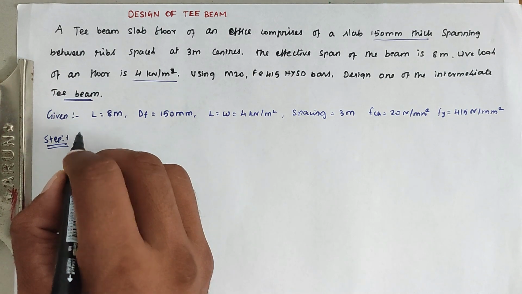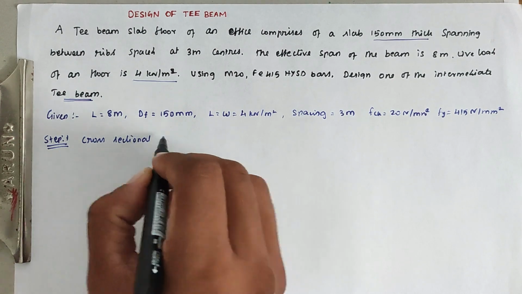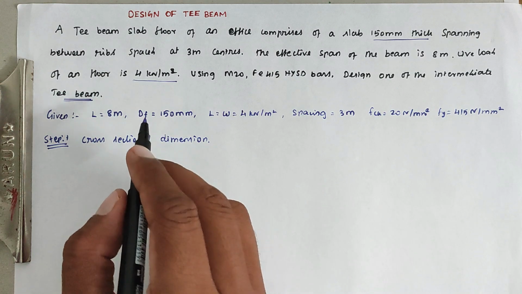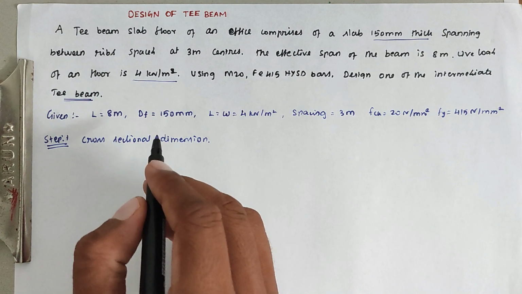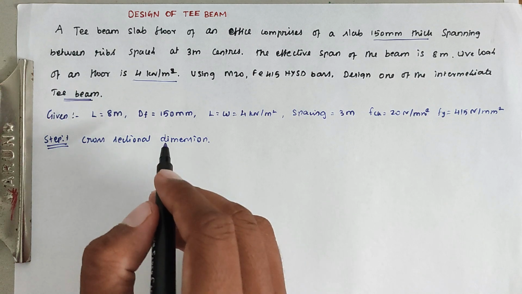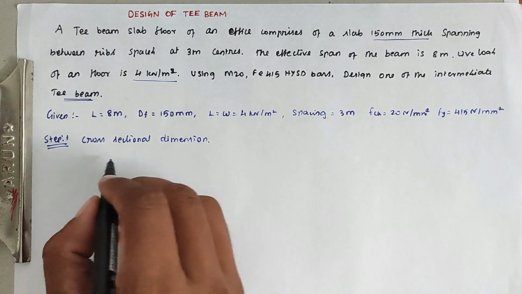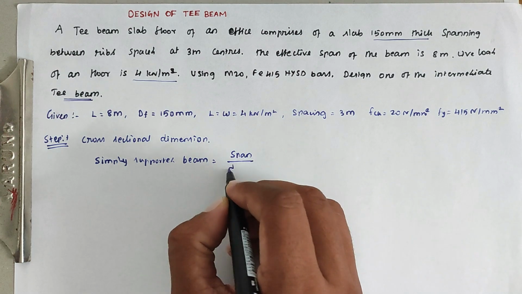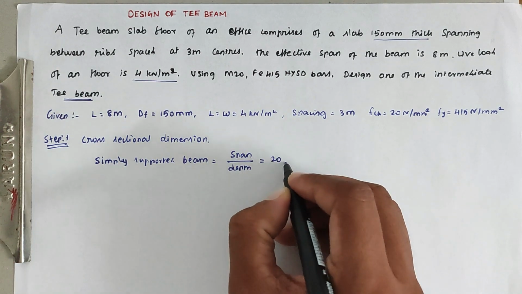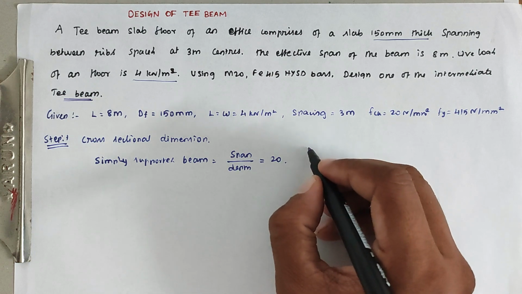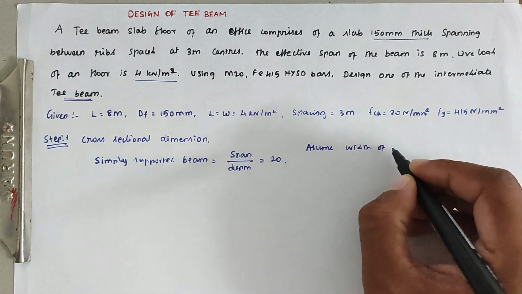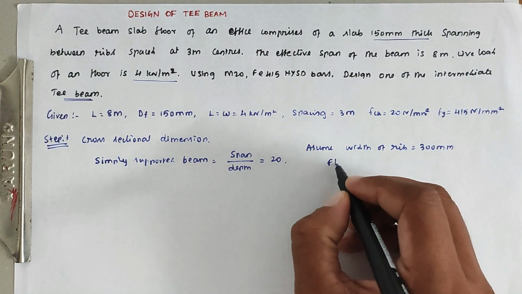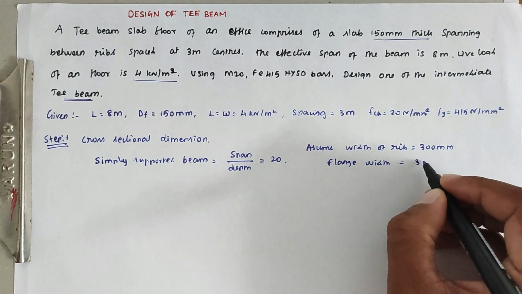Step 1: we have to find the cross-sectional dimensions. For this, we first take the beam as a simply supported beam. The span by depth ratio we can obtain from IS 456, and we have to introduce a reduction factor because of T-beams. For a simply supported beam, span by depth equals 20. Now we can assume the width of rib is 300 mm, and the flange width is 3 meter.